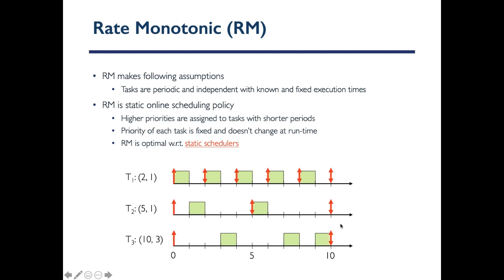And because the tasks are periodic, this will repeat what you just saw, because 10 is actually the least common multiple of 10, 5, and 2. So this will just repeat again and again, and we're able to meet every task's deadline. So rate monotonic worked in this case.